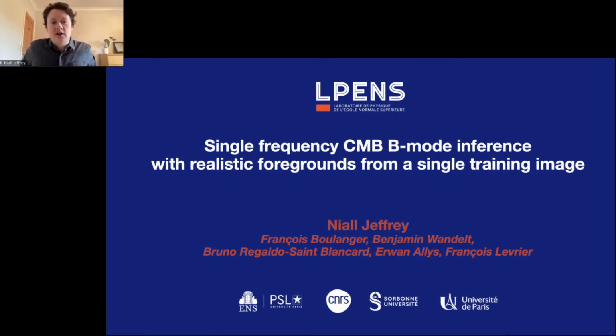This is work on CMB B-mode inference with a single frequency, but the real stepping stone, or the real new path here, is using realistic foregrounds with a single training image. So this makes this approach now feasible for actual data. This way of doing foreground removal and particularly inference goes beyond what you would usually be able to get. This is work with François Boulanger, Ben Van Delt, a former student, Bruno Regaldo Sambranca, Owen Alice, and François Levrier.